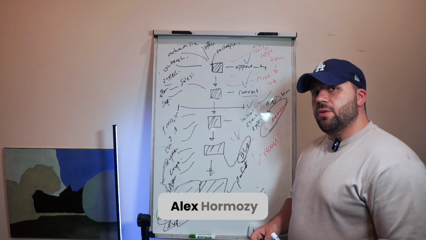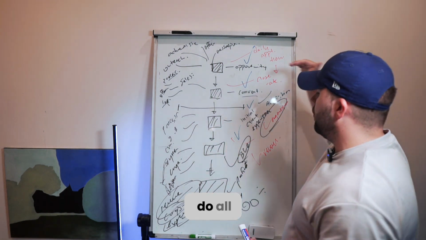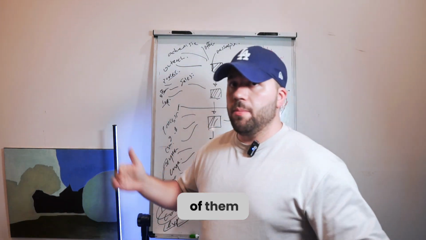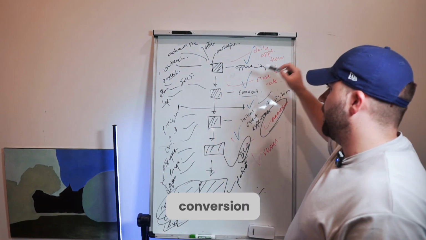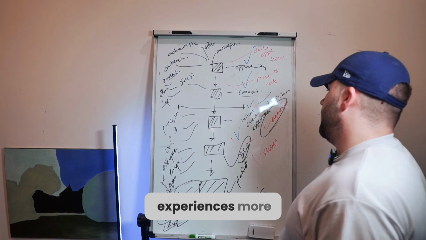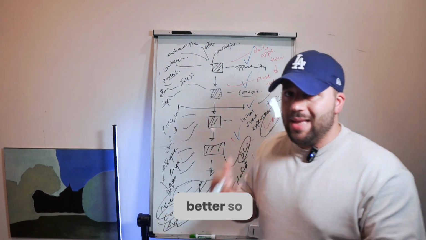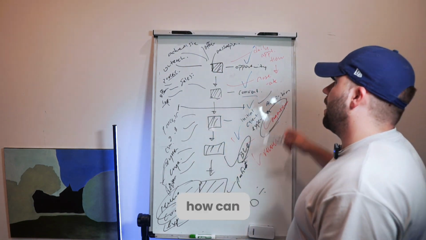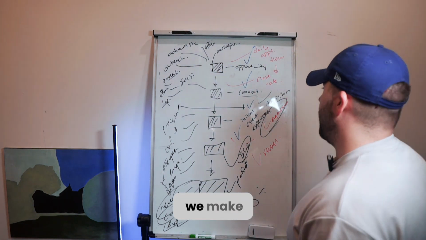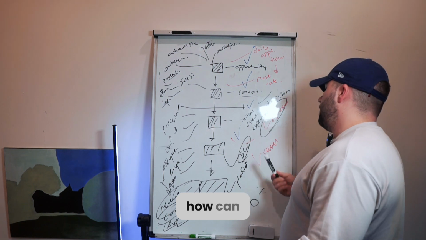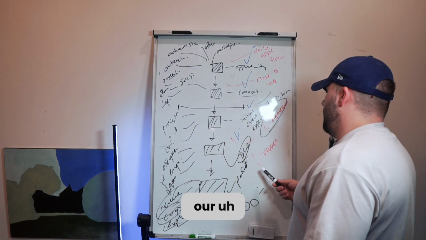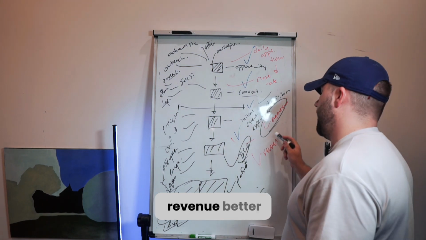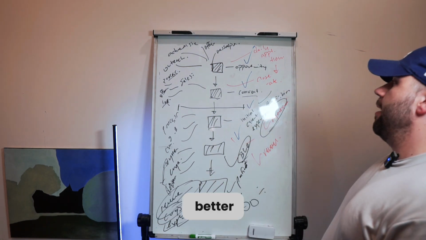the idea behind Alex Hormozi that he said is that you've just got to do all these things at a greater scale. So do more of them. More opportunity, more conversion, more client experiences, more bottom line outcomes, and then better. So how can we make our cost per book call better? How can we make our close rate better? How can we make our engagement rate better? How can we make our bottom line outcomes for our clients better? How can we make our client revenue better? How can we make our margins better?